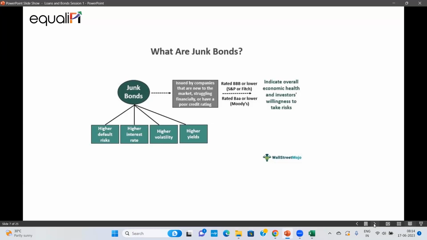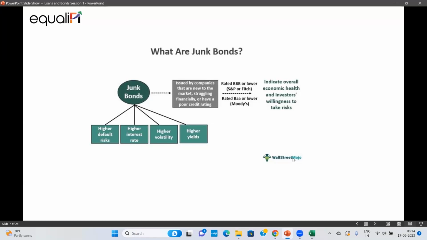Now, why do they need to offer such a high rate of return? Because they are struggling to get funds in the market. If I am a company, I have a very poor rating and I'm not credible in the market, investors are not ready to put money in my company. So what do I do? I offer an excessively high, lucrative rate of interest to investors, and then I come up with a bond that is named a junk bond.